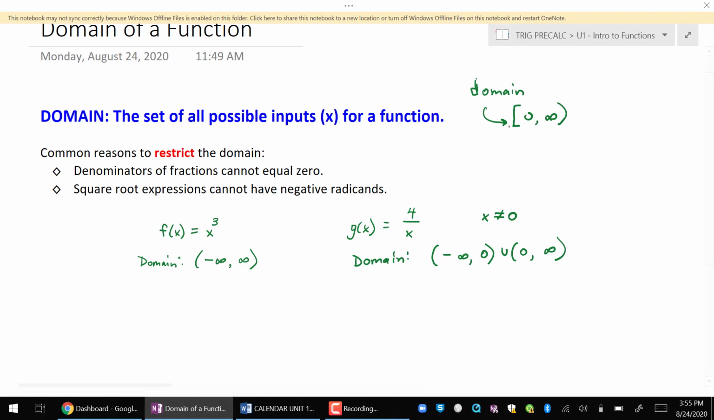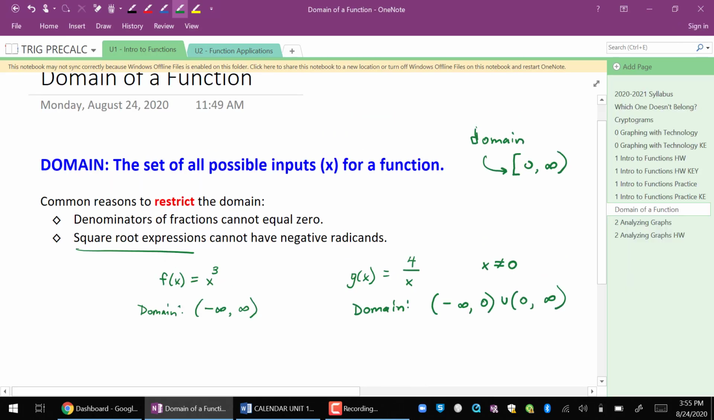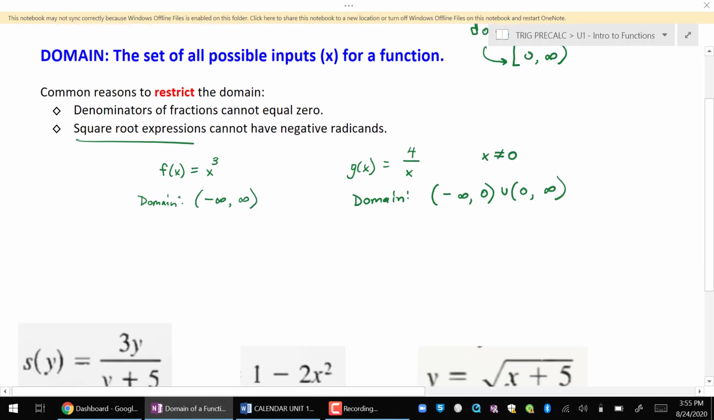Now, common reasons to restrict the domain would be because of those fraction cases where denominators cannot be 0, but also look out for square root expressions because we can't have any negative radicands in square roots, in even roots. Here are a couple examples.